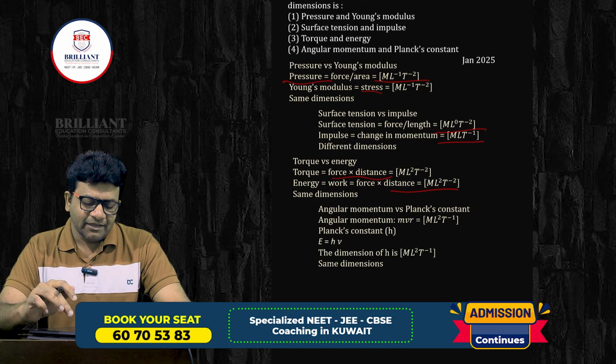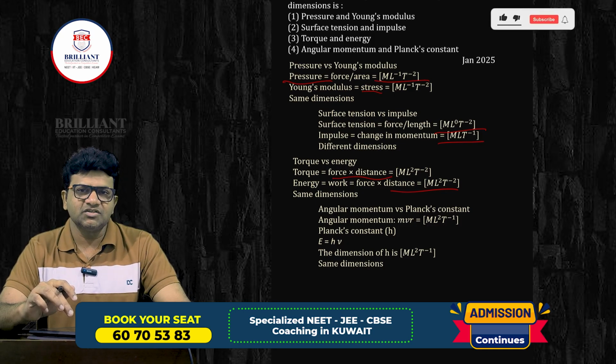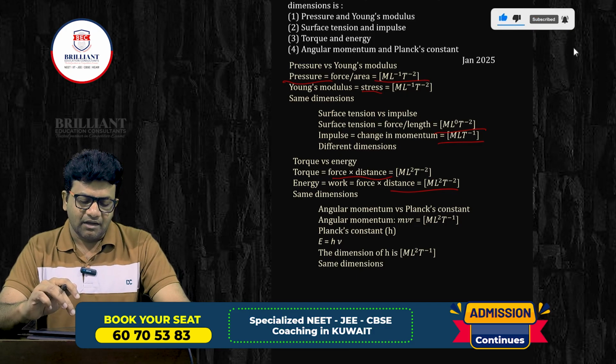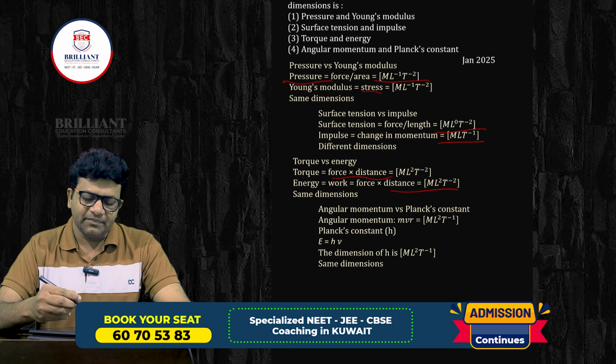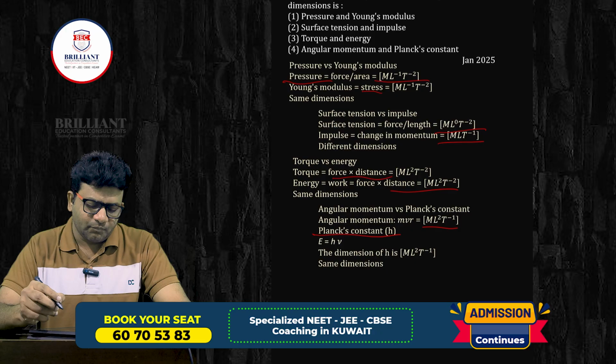Next, we have to find out the dimensions of angular momentum and Planck constant. The equation for angular momentum is mvr, mass into velocity into distance. Mass is M, velocity is L T raised to minus 1, and r is again L. So we get M L square T raised to minus 1. Then we have to find out the dimension of Planck constant.